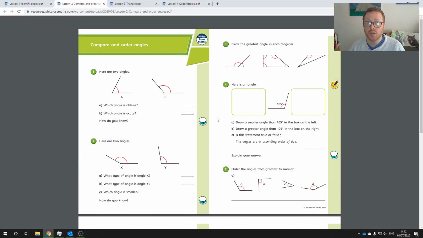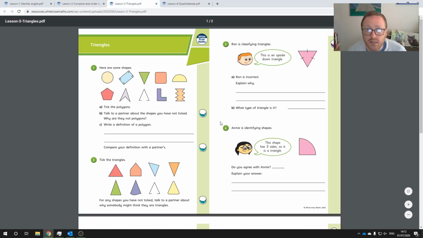I think you should find this quite easy because you can just do it by looking at it. You don't have to do any calculations in your head. Right, lessons 3 and 4 deal with polygons.